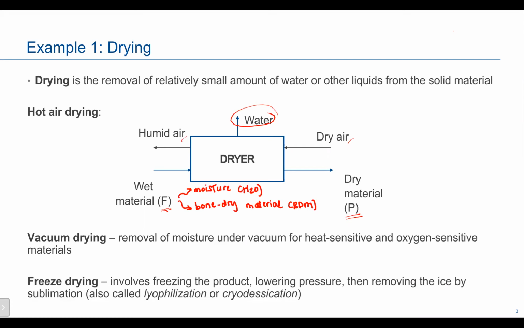So ginagamit nga siya sa pharmaceutical industries. Sometimes also we use what we call the freeze drying technique. Okay, so freeze drying is also called lyophilization or cryodesiccation. Ang ginagawa kay freeze drying, you freeze the material first, let's say the product, and then it will undergo sublimation kapag nilagay natin siya sa vacuum. Okay, tapos you apply a little heat to accelerate the sublimation.